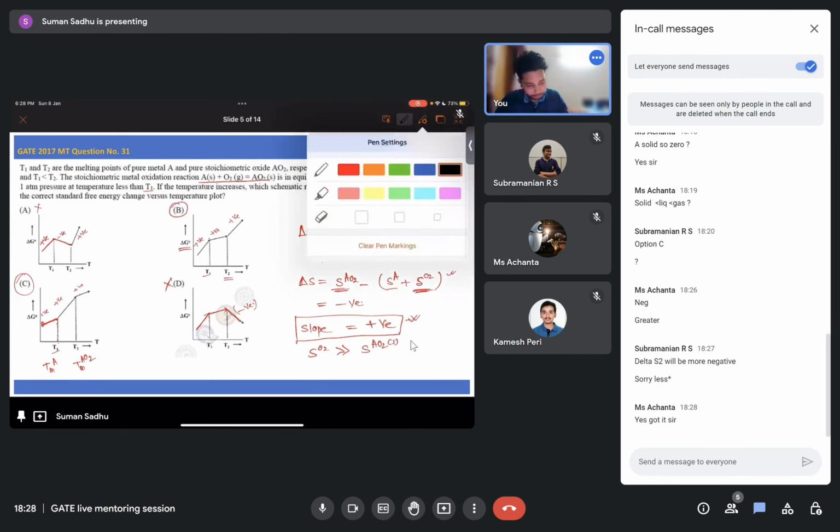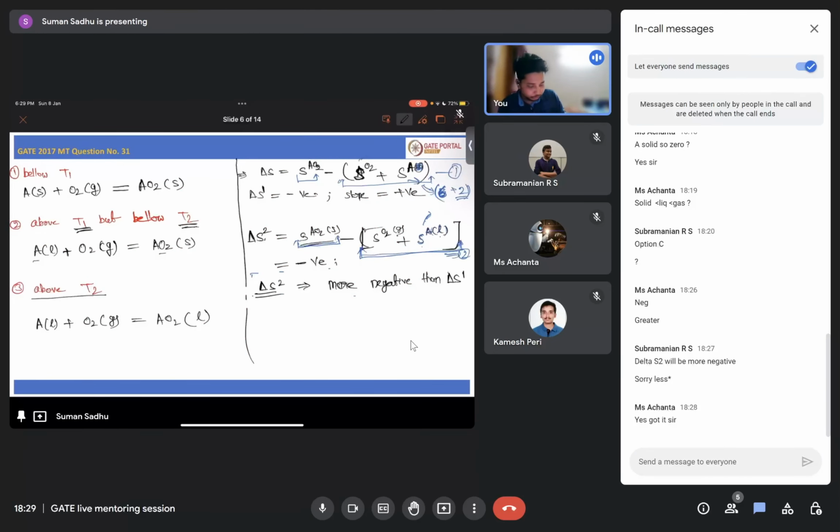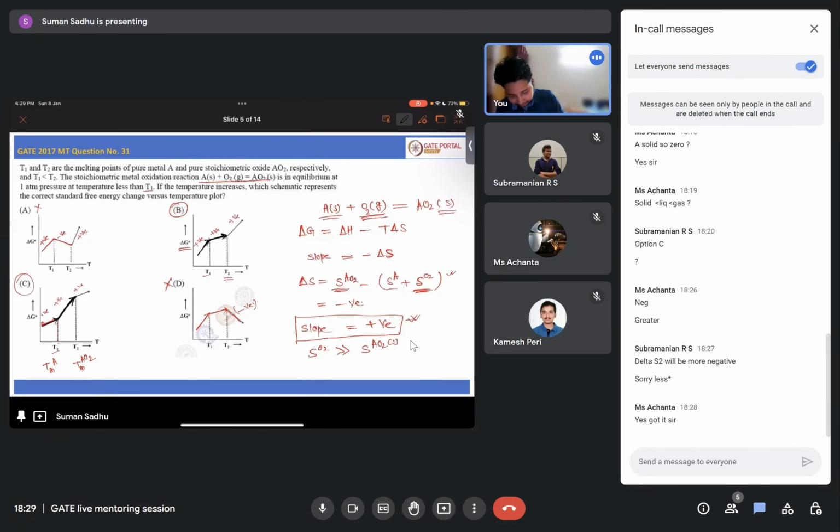Now you can see in this case your slope is a bit steeper, but in this case your slope is not that steep as compared to this. First here the slope is higher, then here the slope decreases, right? But in this case you can see the slope is this much, and then suddenly the slope increases a bit more. So up to this part you can answer, because as you have seen, delta S2 is more negative, so the slope in the second part will be steeper than the first part. So this is the correct answer, right?